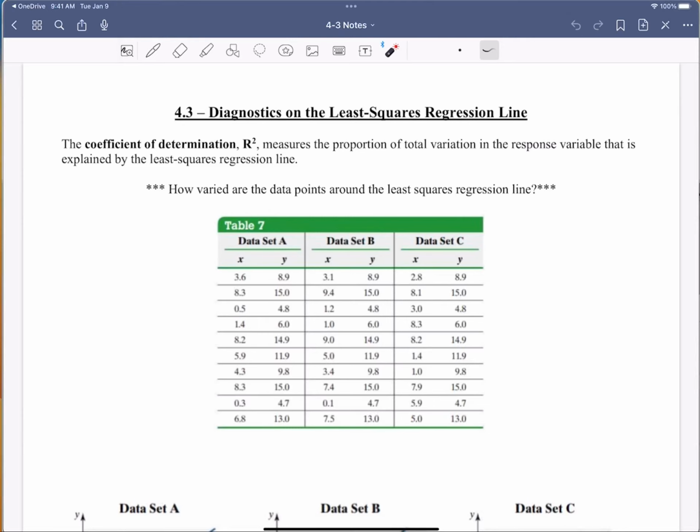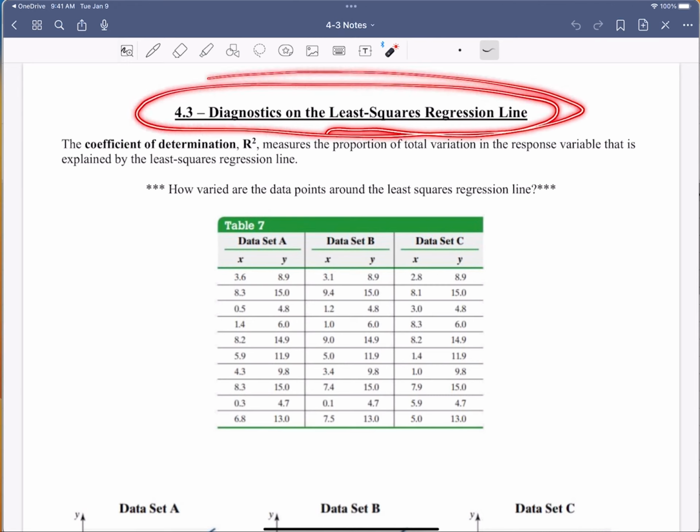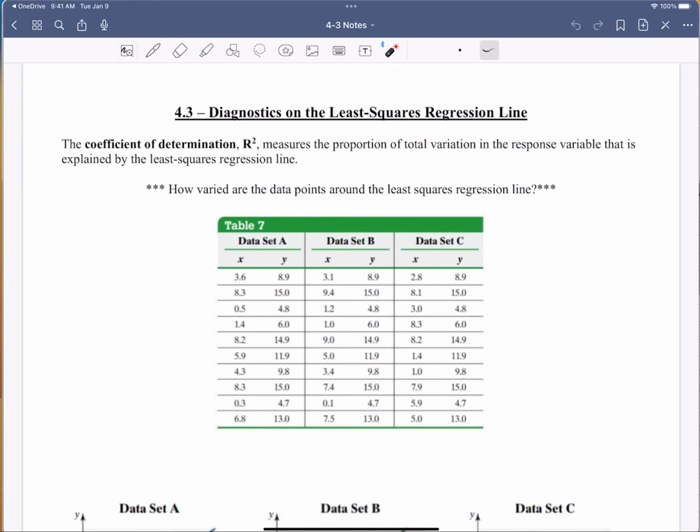All right, so like I said, this all relates together. So we did the correlation coefficient, we did the least squares regression line. Now we're going to look at diagnostics on that least squares regression line and how it all affects our data. The first thing we're going to look at is the coefficient of determination. That's my R squared. So R being the correlation coefficient, and so this is squaring that correlation coefficient.